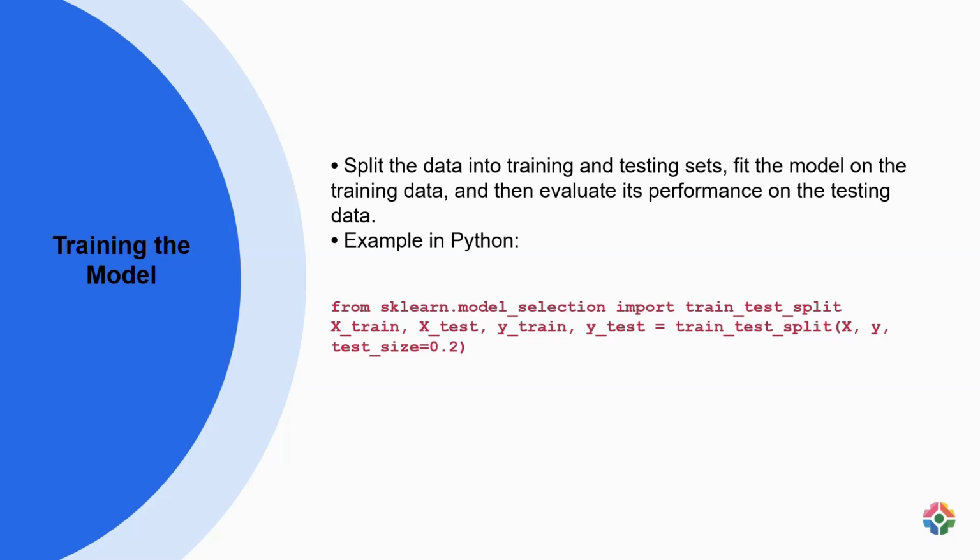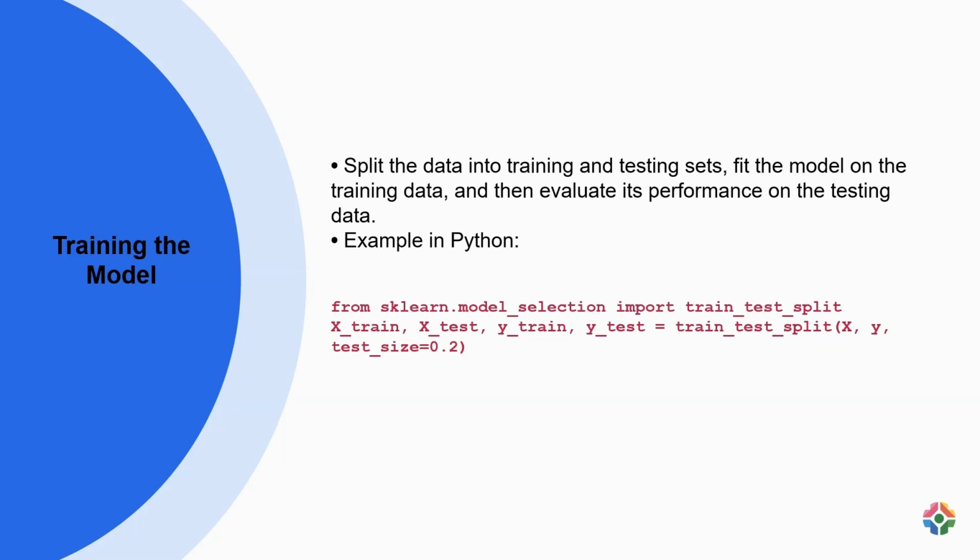Once the data is split, we proceed by fitting our machine learning model on the training data. This involves feeding the training features, X_train, and corresponding target labels, y_train, into the model to allow it to learn patterns from the data. After the model is trained, we then evaluate its performance using the testing data. By feeding the testing features, X_test, into the model and comparing the predicted outputs with the actual target labels, y_test, we can assess how well the model generalizes to unseen data. This evaluation is crucial in determining the model's effectiveness and identifying any overfitting issues.